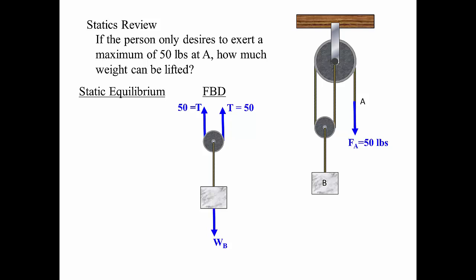Using static equilibrium, we can solve for the maximum weight that we can hold. The sum of the forces in the y direction must be equal to 0 if it's static. So, 2 times T, or the tension in the cable, minus the weight of the block equals 0. Placing 50 in for T, and solving for the weight of the block, we find that the weight of the block is 100 pounds. So if we put 50 pounds of force in at A, then we can lift 100 pounds on the other end at B.